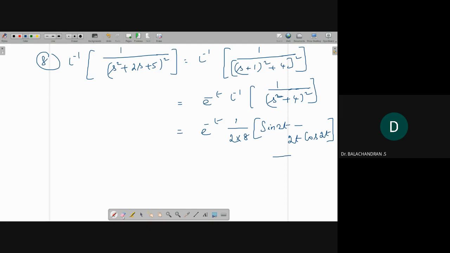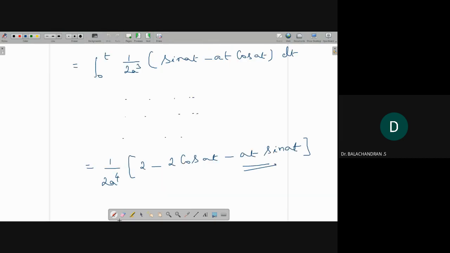Otherwise, that is 1 by 16 e power minus 2t into (sin 2t minus 2t cos 2t). So I'll try to complete the previous problem, because maybe some of our students feel difficulty in integrating.